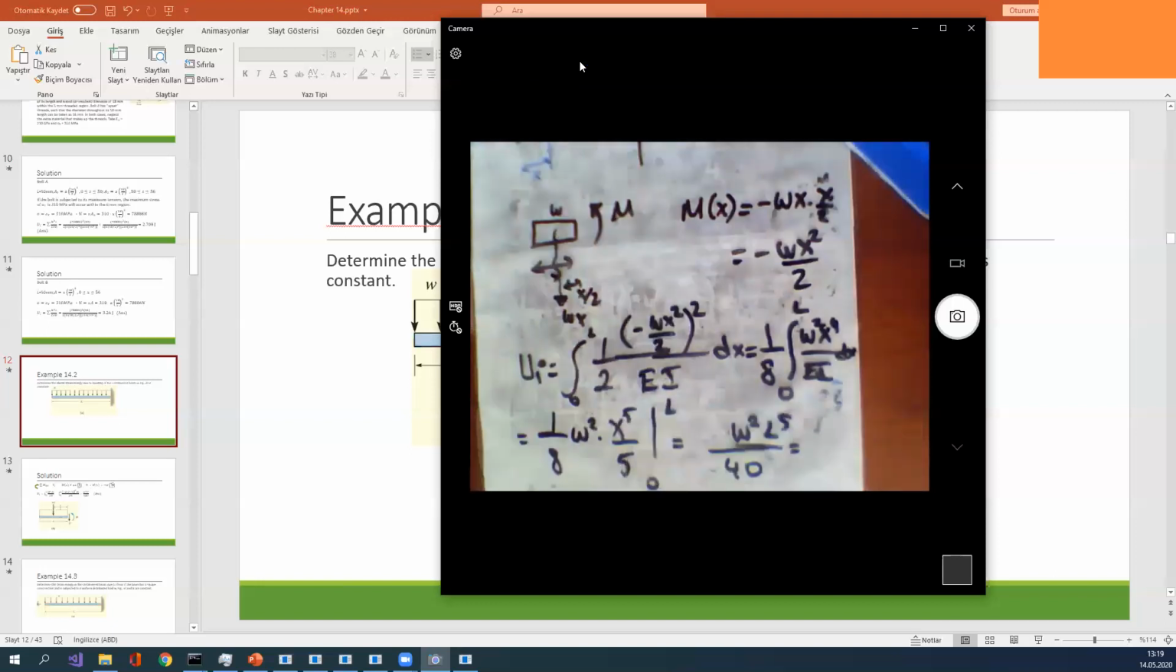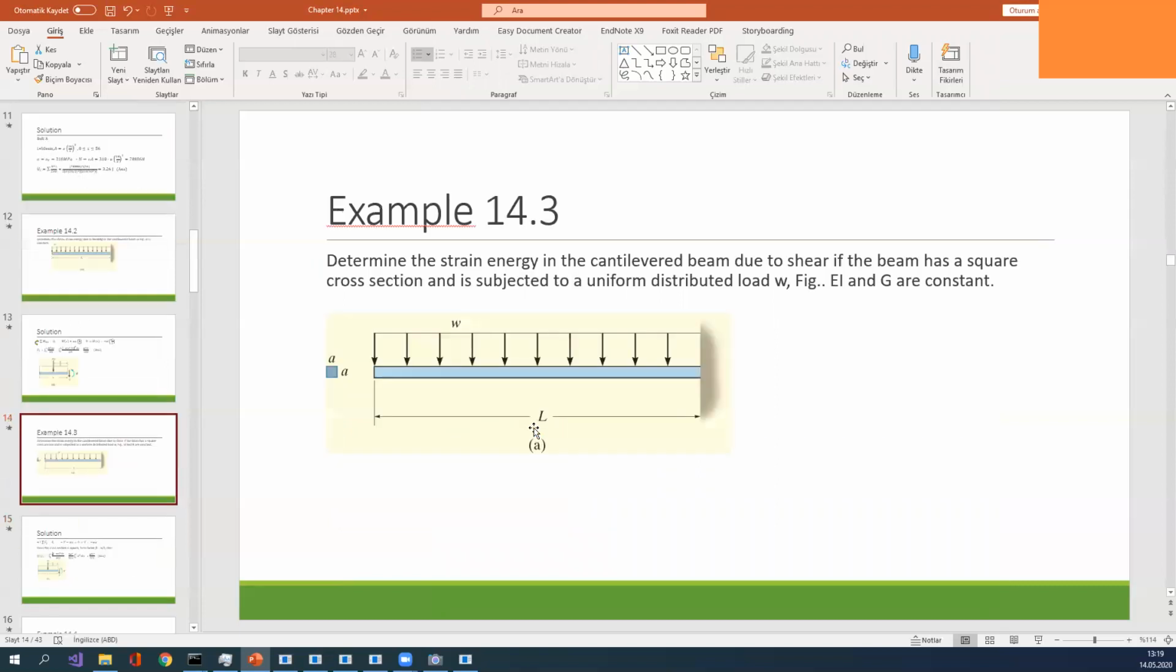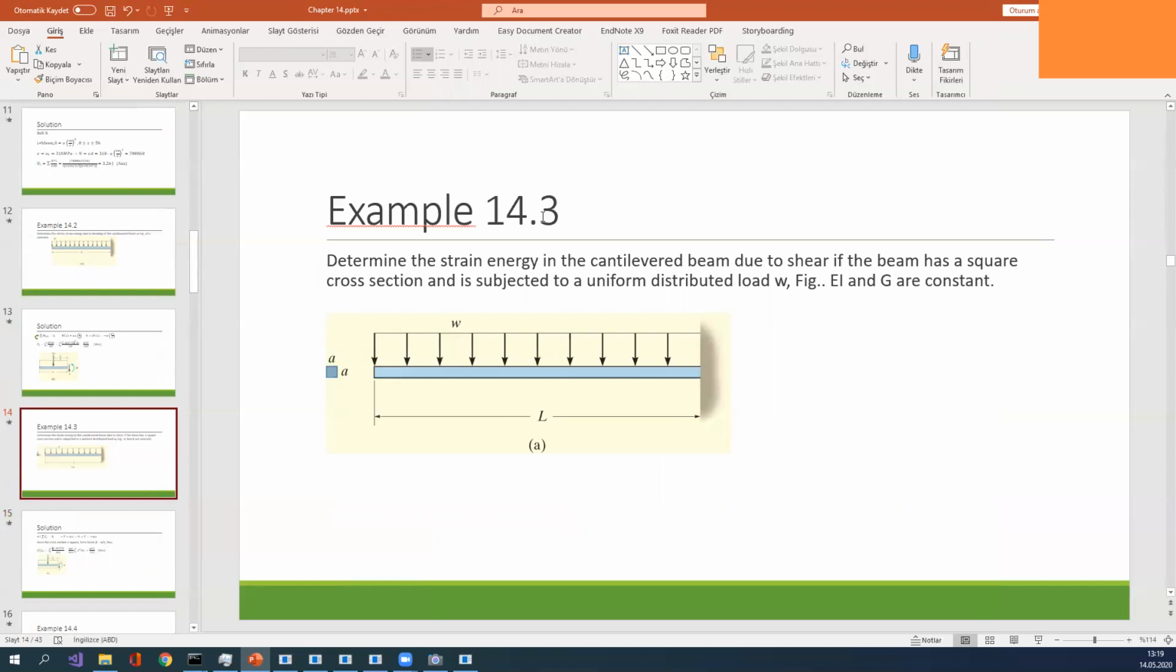I hope I calculated correctly. Let me check this. Yes, we have the same value. Also, in chapter 14.3, we have the same loading system. Now, strain energy calculated from transverse shear. Therefore, we will use the same bending and loading system, just computing from the strain energy formulation.